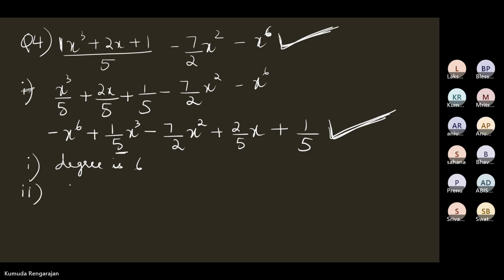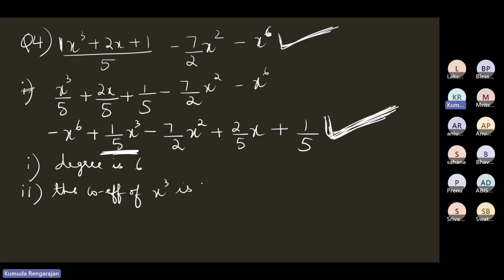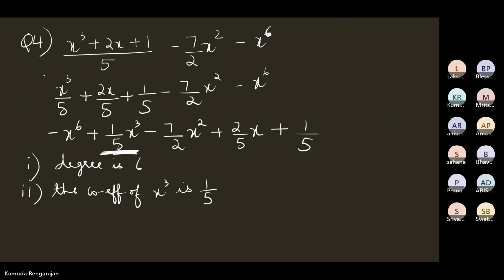Disable your mic. The coefficient of x cubed, see here, you must write it in this form to understand the coefficient. What is the coefficient of x cubed? Plus 1 by 5, or simply 1 by 5. If you have tried to write the coefficient from the given polynomial and said that for x cubed the coefficient is 1, it's wrong.